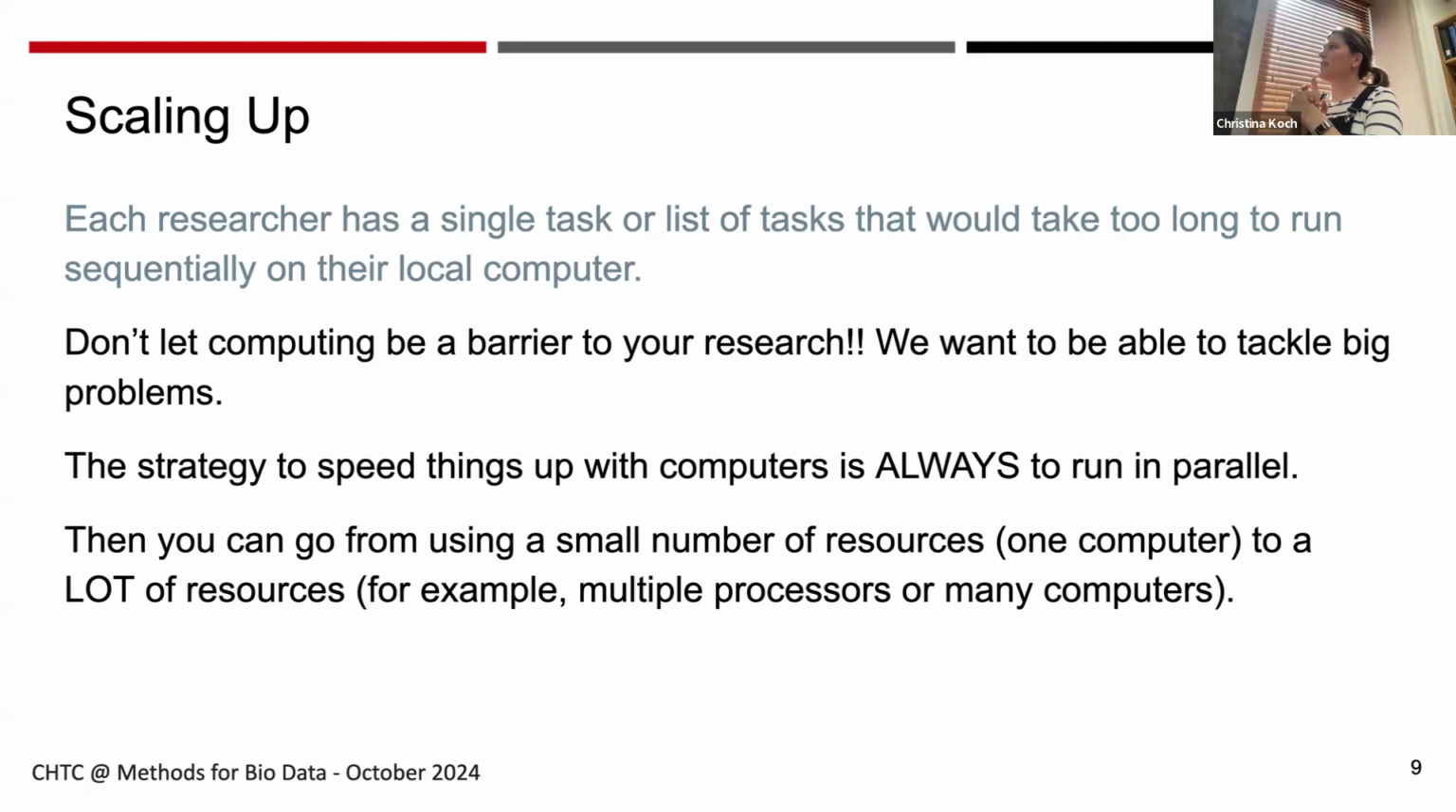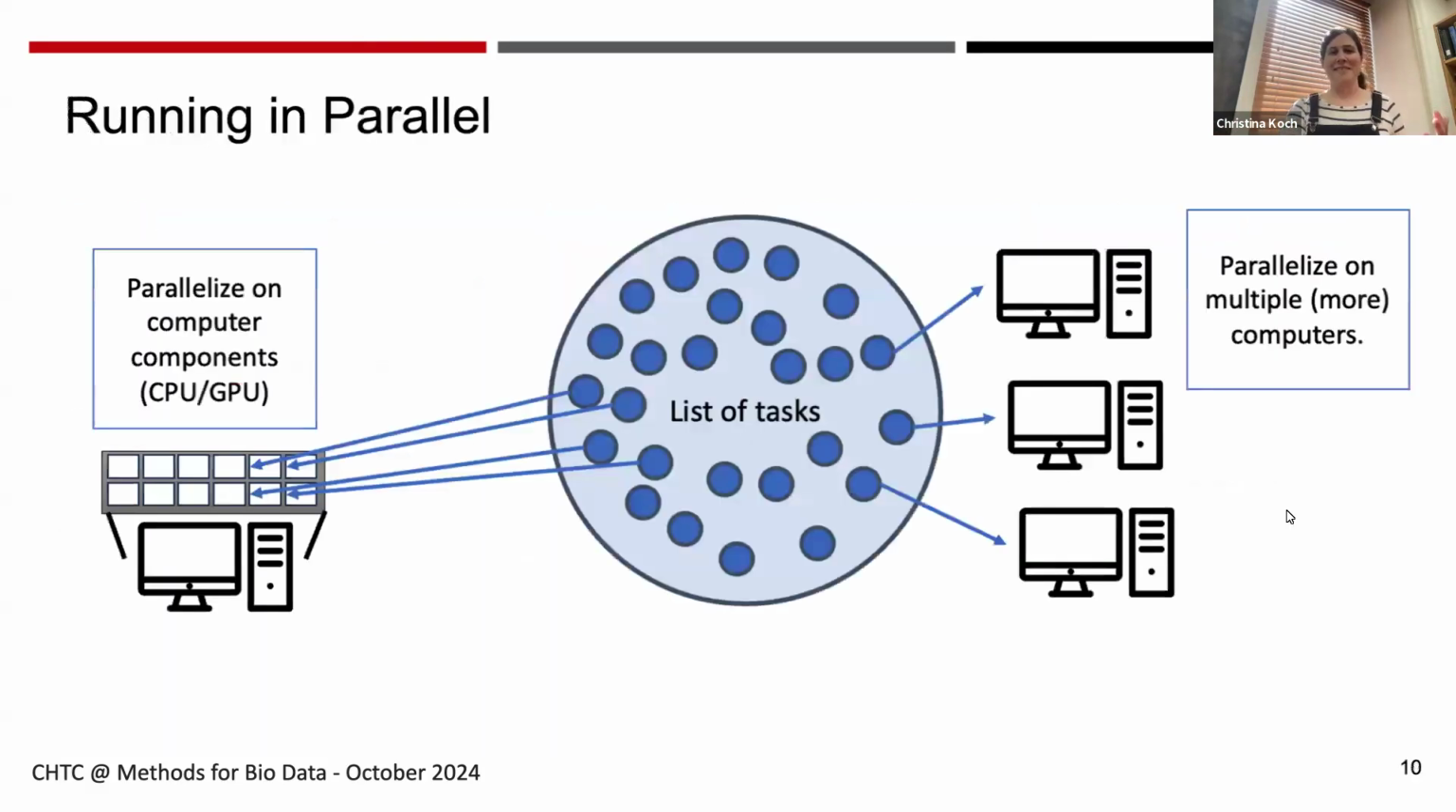Okay, so we want to do more. We don't want computing, we don't want your laptop, to be a barrier to your research. So we want you all to be able to tackle big problems. And in the world of computer science, the way to make things faster is always to run them in parallel. So more about that in a second. Basically going from a small number of resources, like one computer, to many resources. For example, many computers. Okay, so this is why we care, hopefully.